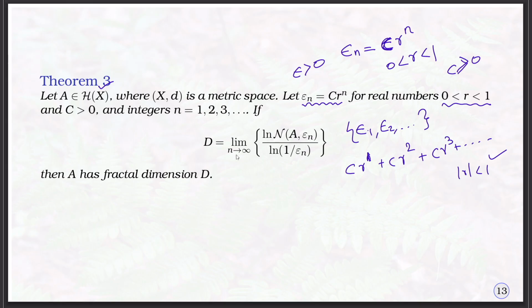Then, if limit n tends to infinity, the closed balls we are taking in this sequence, where r is less than 1, obviously this sequence is converging. So, for this sequence we can find the number of closed balls required, and this limit is converging. That limit we can call the fractal dimension of the set A. Let us prove this theorem.